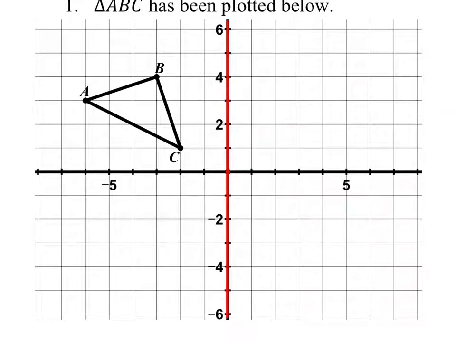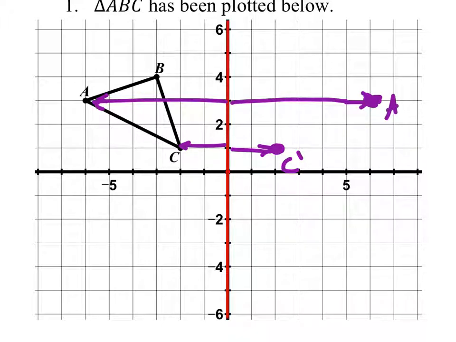All right, so let's start with C, because it's closest. This is 2 to the left, and reflection means we'll go 2 to the right, and this gives us C prime. A is 6 to the left, so A prime must be 6 to the right. B is 3 to the left, so B prime will be 3 to the right. Now all we must do is connect those points. And now we have a reflection of triangle ABC into triangle A prime, B prime, C prime.